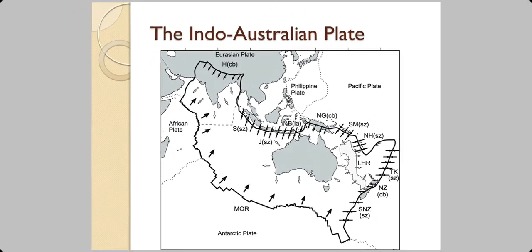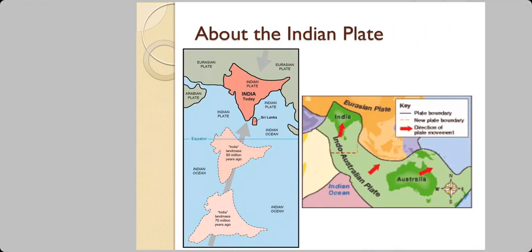Now what we are looking at, this irregular shape here, that is a tectonic plate, and this one is known as the Indo-Australian plate. The reason it's called the Indo-Australian plate is because on one edge it holds the landmass of India, and on the other it holds the landmass of Australia.